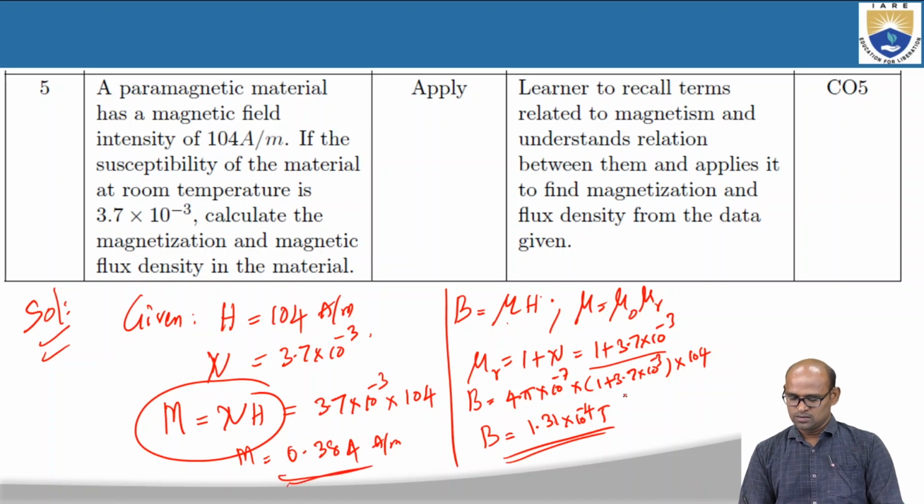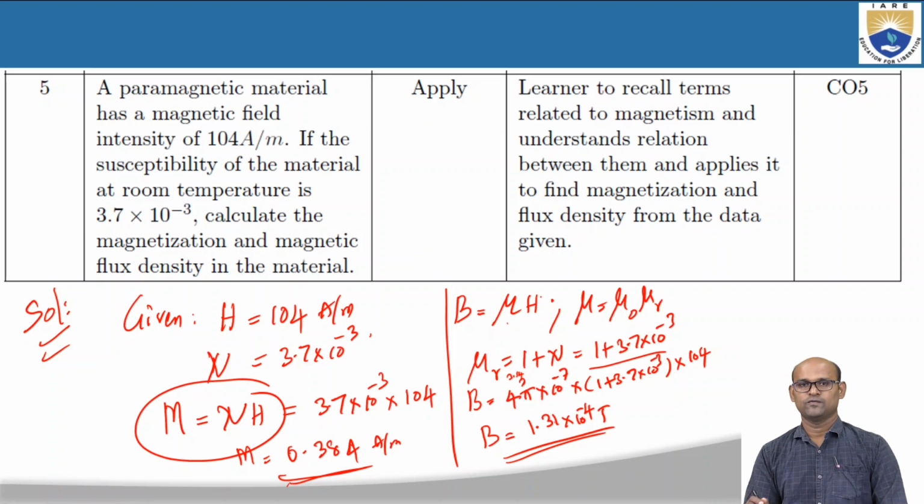Okay. So we have to be careful here. 1 plus 3.7 into 10 power minus 3, right? So you have to write 0.0037, and 1 plus 0.0037 will be 1.0037. Then multiply with 10^4, and then multiply with 4 pi into 10 power minus 2, where pi is 3.14. So then we will get the answer B as 1.31 into 10 power minus 4 Tesla.